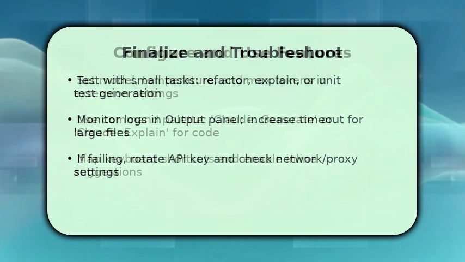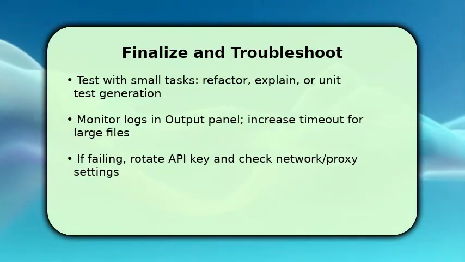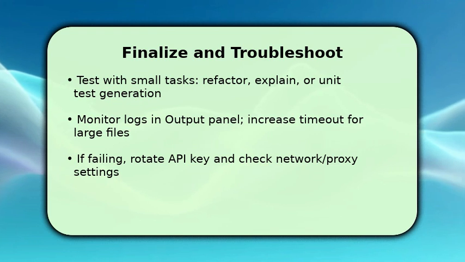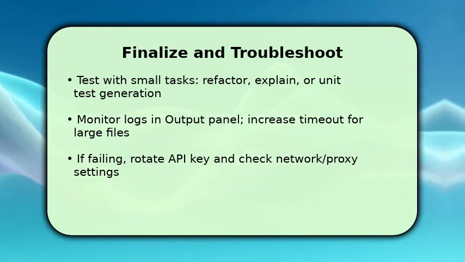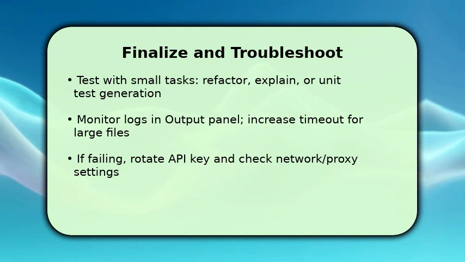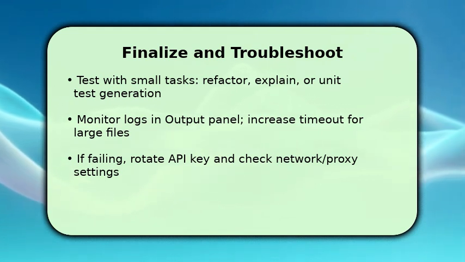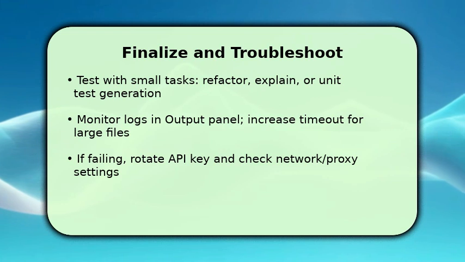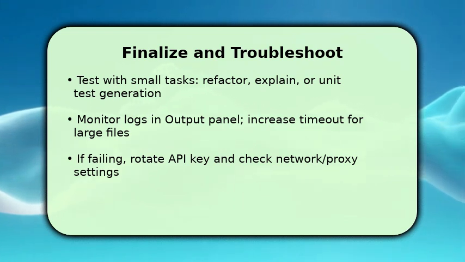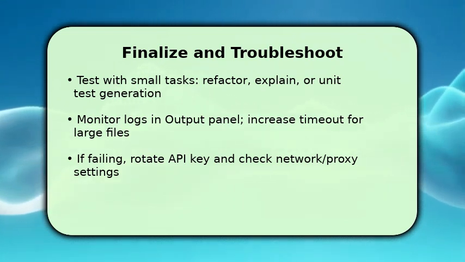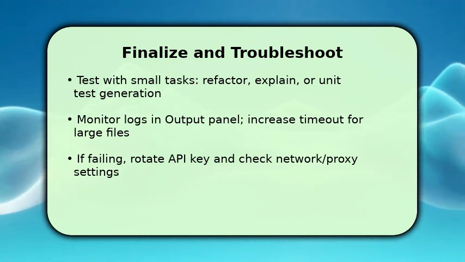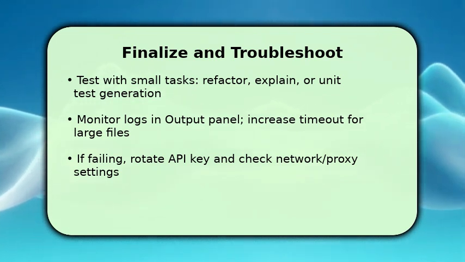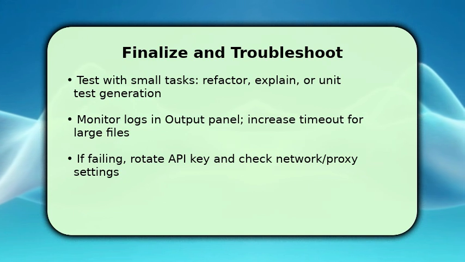You finish by validating the integration with small, focused tasks. Ask Claude to refactor a function, generate unit tests, or explain a tricky block. If responses are slow or incomplete, open the output panel to inspect extension logs and increase timeouts for large files. Make sure VS Code's proxy or firewall rules allow outbound calls. If things go wrong, rotate the API key and re-enter it, then retry. This final verification ensures reliable productivity and a clear remediation path if errors occur.